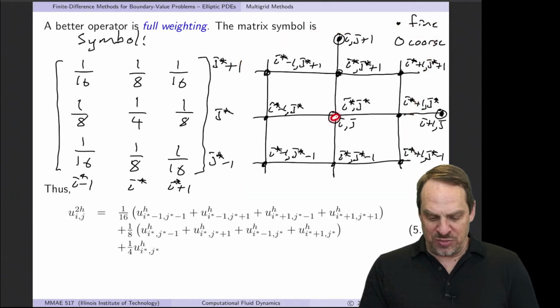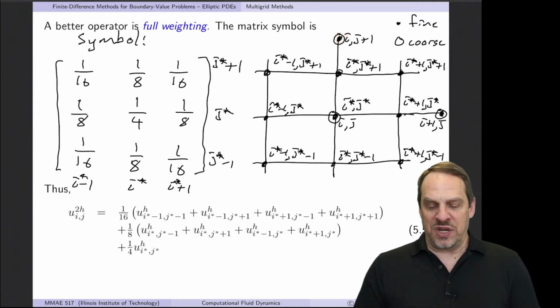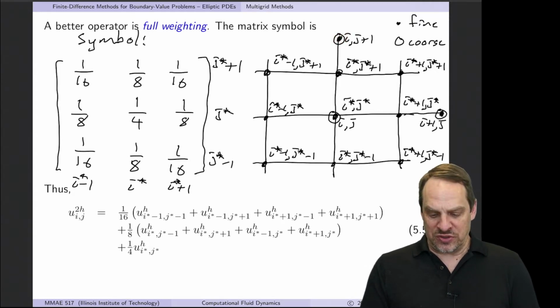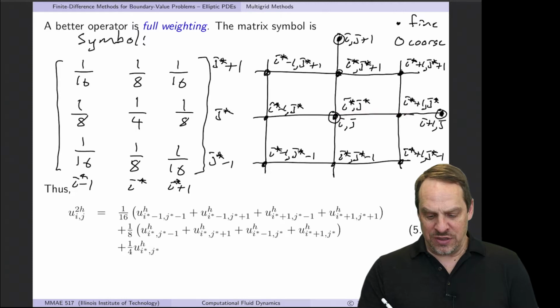Here's the ij point and the I star j star point. The point to the right on the coarse grid would be I plus 1, j. The point above would be i, j plus 1. You'll notice it's 2 delta x's to the right, 2 delta y's above.